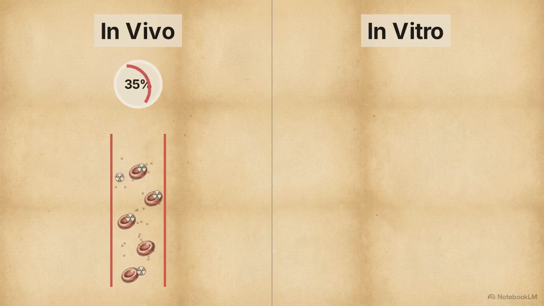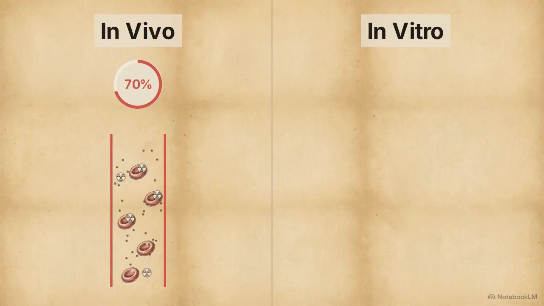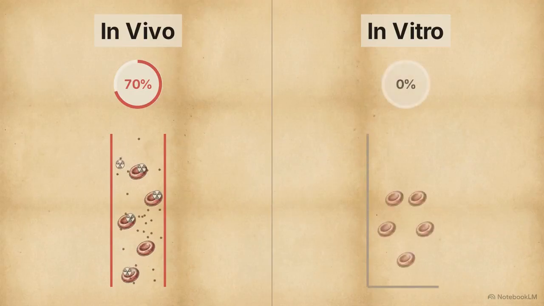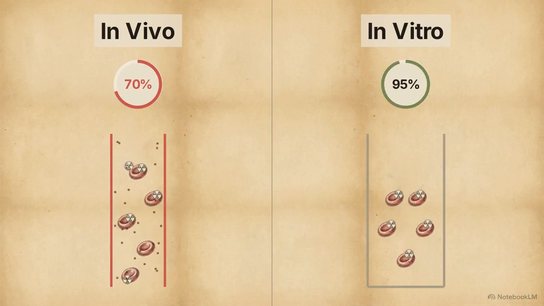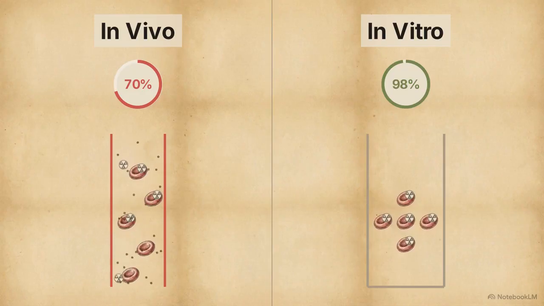It's fast, but it yields a dirty image because only 60 to 80% of the tracer successfully binds to the cells. Contrast that with the in vitro kit method, shown on the right. Blood is withdrawn, mixed with the tin and tracer in a controlled external environment, and re-injected. This delivers a clean 98% binding rate.